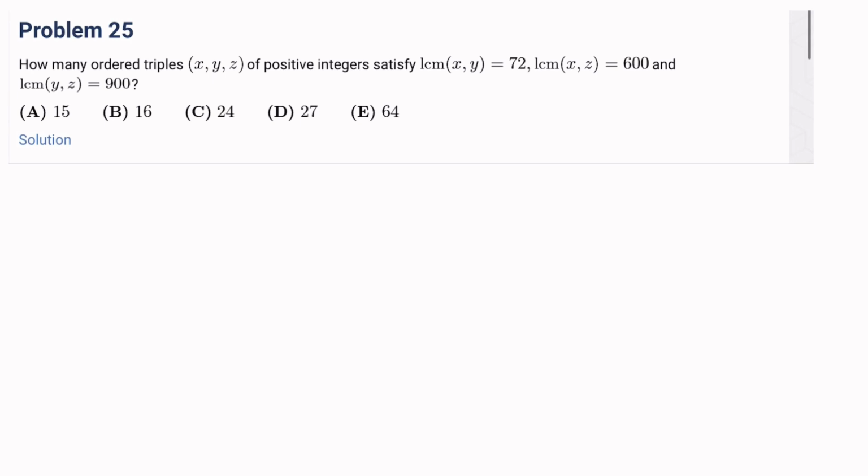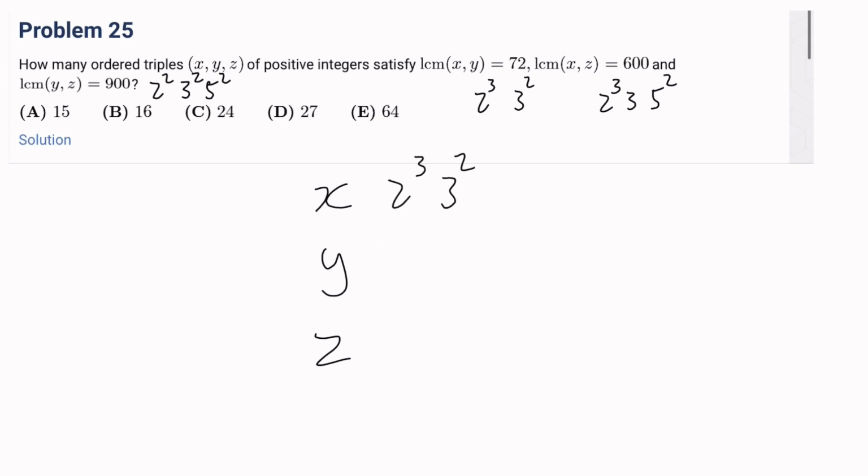Okay, so here we have x, y, and z, and LCM of x and y is 72, and 72 equals 8 times 9, so it's 2 cubed and 3 squared. X, z is 600, this is 2 cubed and 3 and 5 squared. And 900, this is 2 squared and 3 squared and 5 squared, right? And so x and y both have 2 cubed, 3 squared. No, actually, it's the least common multiple, right?